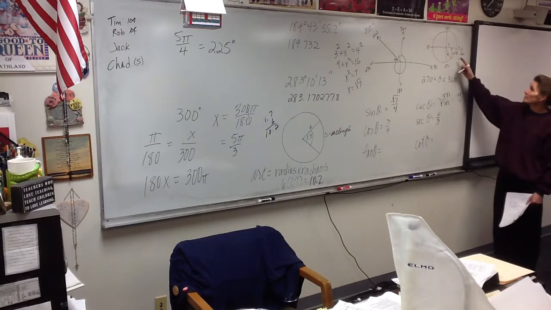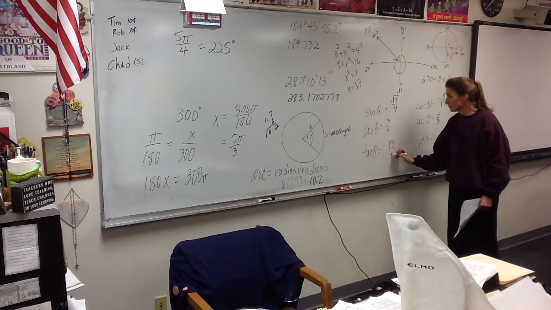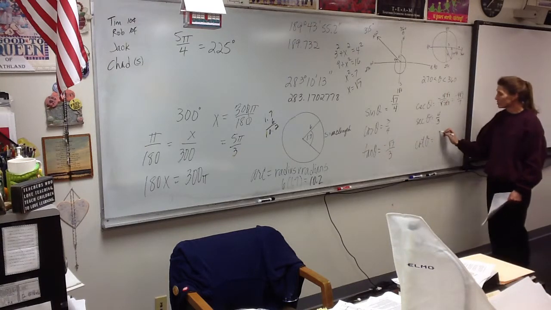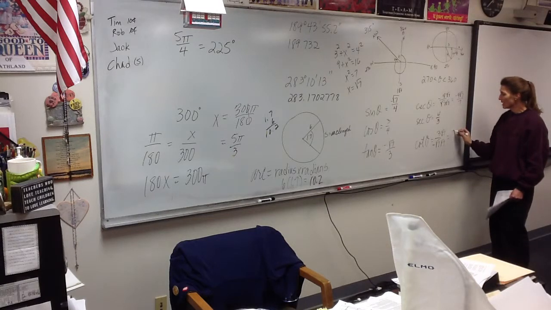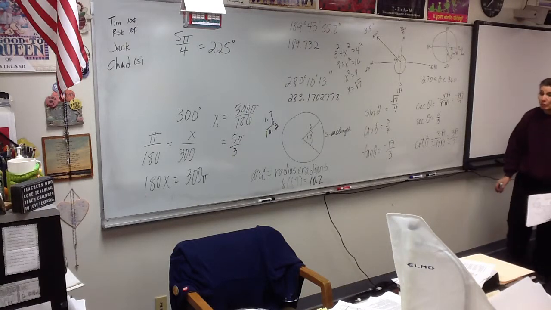The tangent is opposite over adjacent, negative root 7 over 3. So the cotangent would be 3 over negative root 7. Again, I have to rationalize, so I get negative 3 root 7 over 7 for my cotangent.